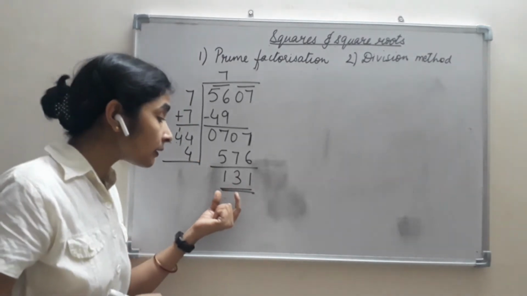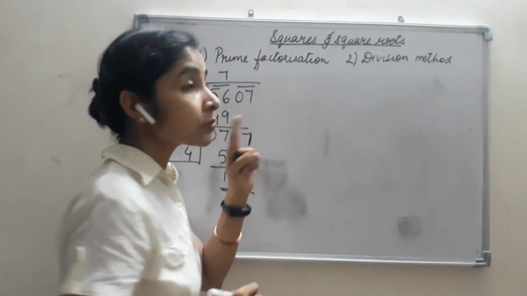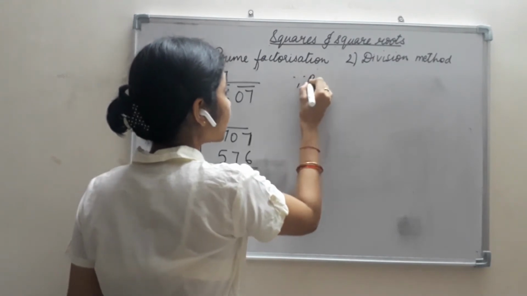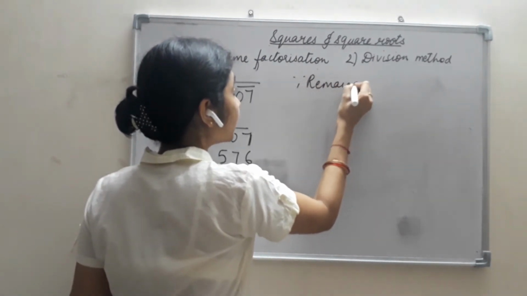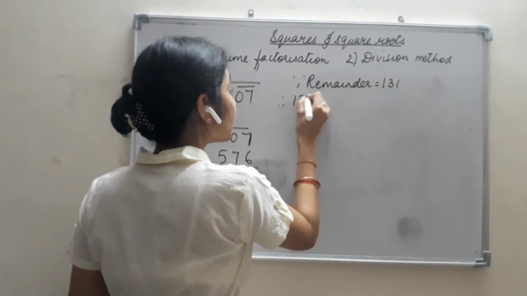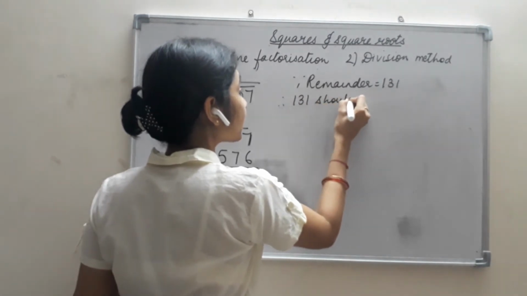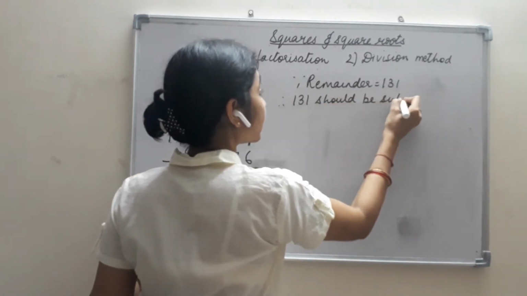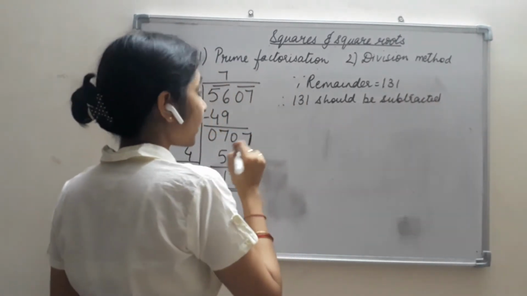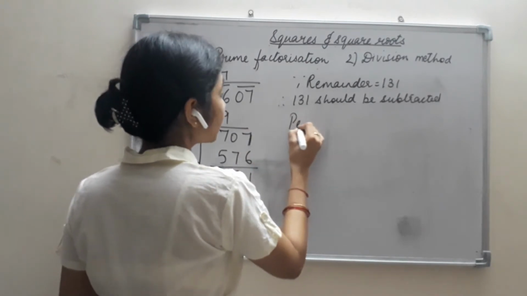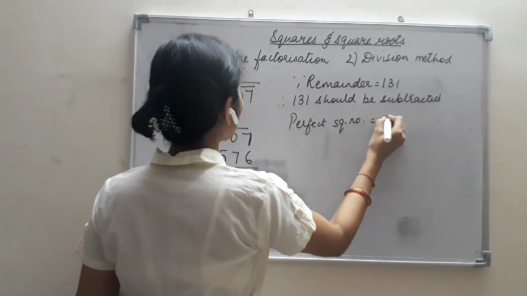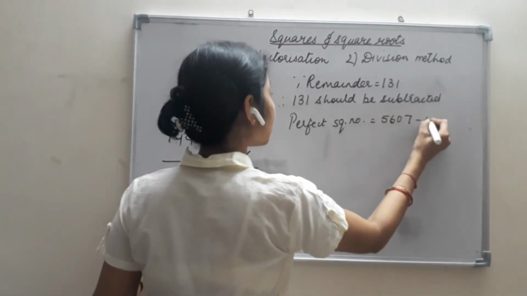And if we subtract this number from 5607, then we get a perfect square number. Let's see. Since the remainder is equal to 131, therefore 131 should be subtracted to get a perfect square number. Okay, so what is the perfect square number? The perfect square number is equal to 5607 minus 131.